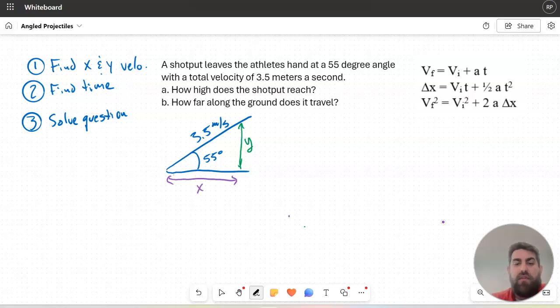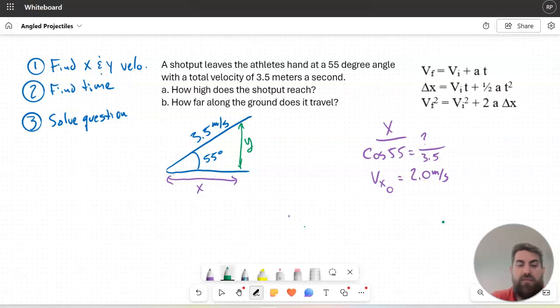So let's solve for the x first. It's the adjacent part of the triangle. So when you solve for this, it's going to be cosine of 55 equals the adjacent angle, which is x, question mark, over the hypotenuse, 3.5. So our velocity in the x to start is 2.0 meters a second. And then let's do the same thing for the y.